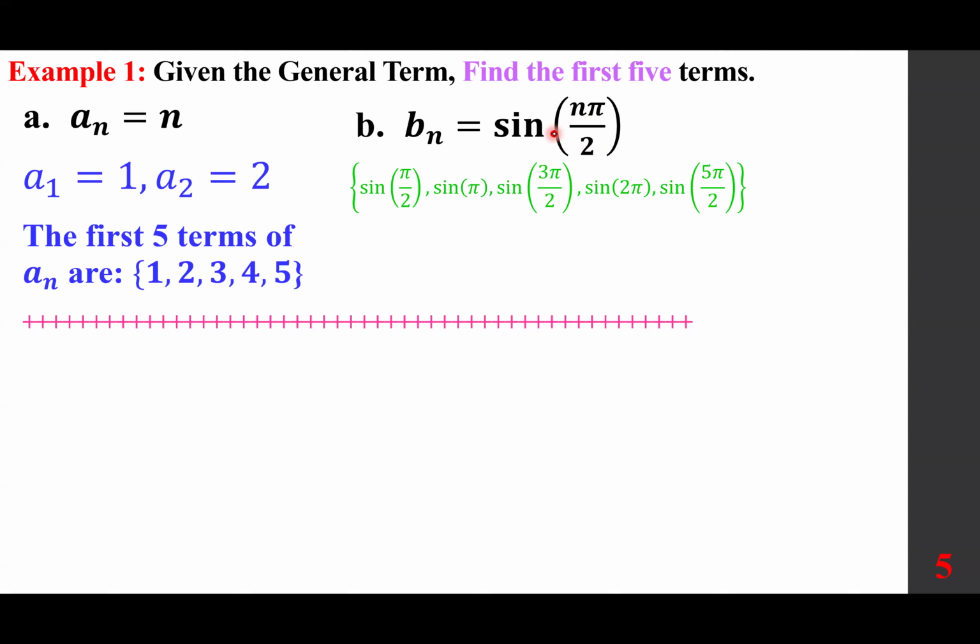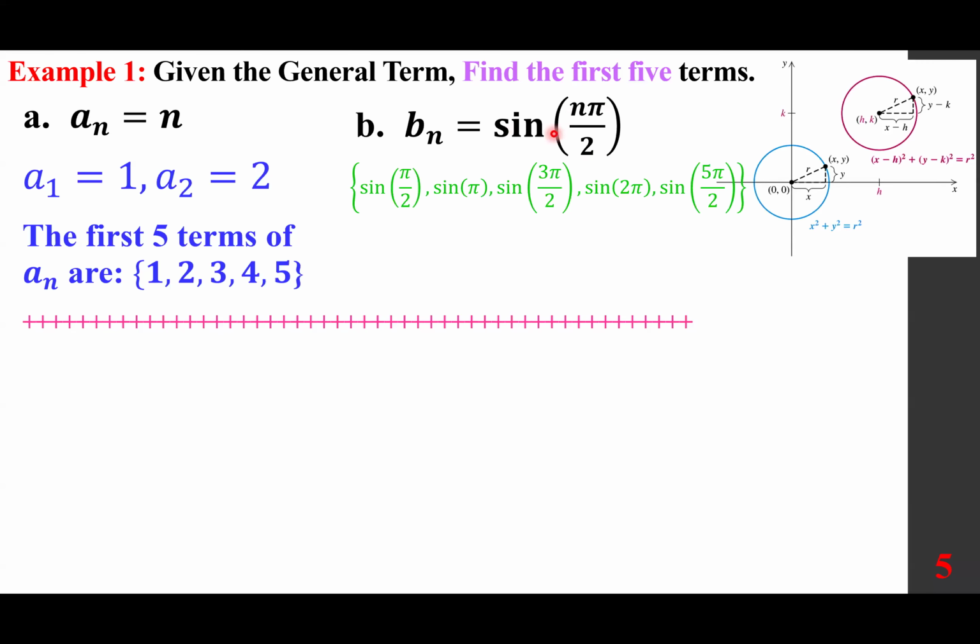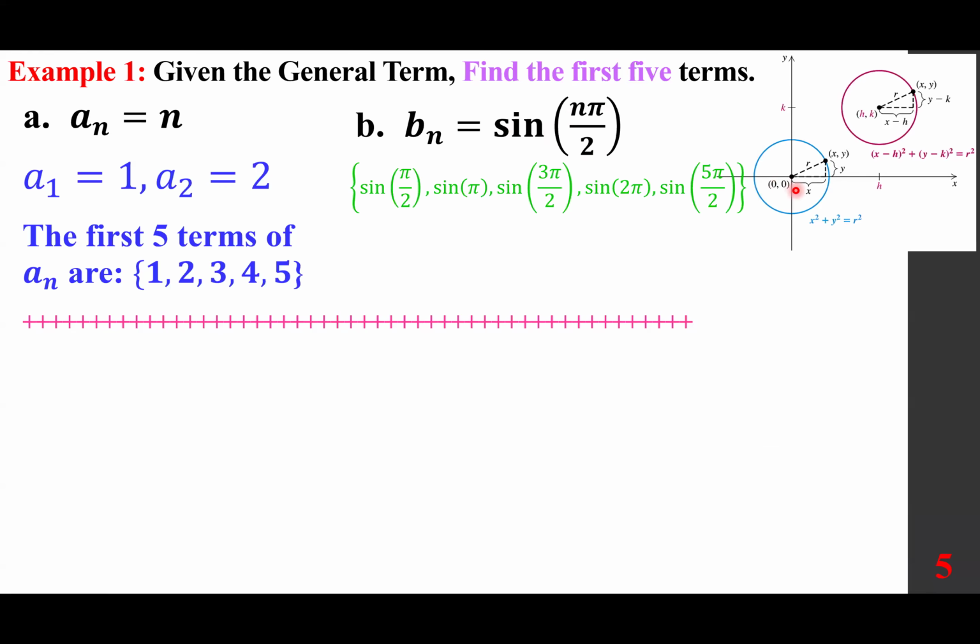So let's go back to geometry and trigonometry. Here's a circle centered at 0, 0 with the radius r, has the equation x squared plus y squared equals r squared. If the center is no longer at 0, 0, rather at h comma k, the formula becomes x minus h quantity squared plus y minus k quantity squared equals r squared.